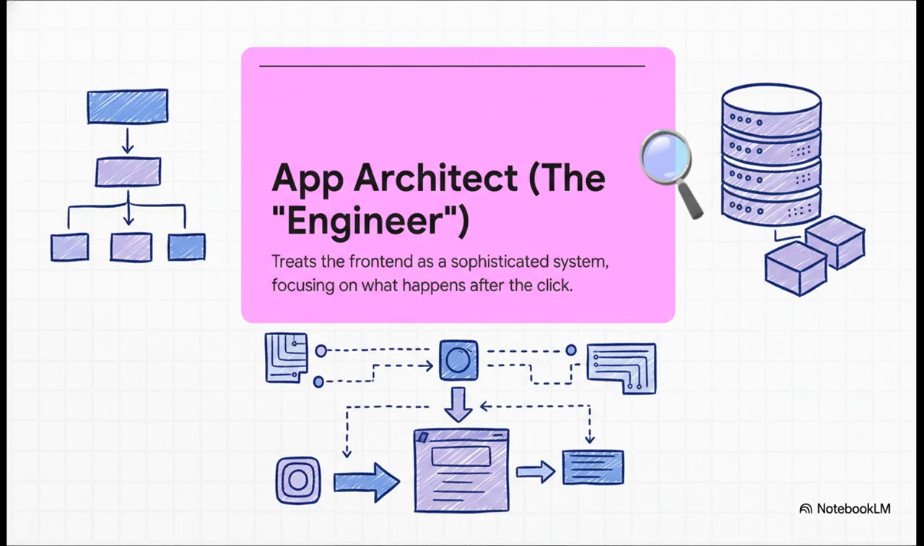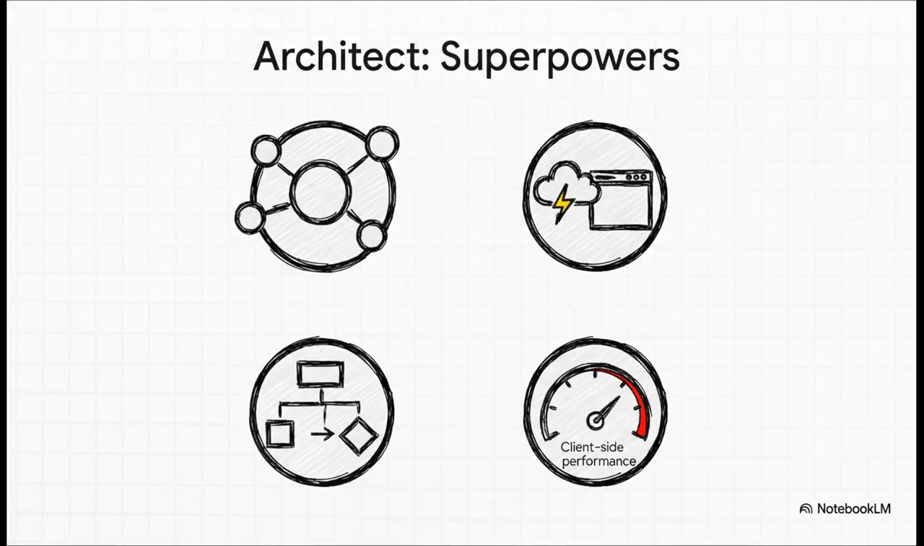Now, on the completely other side of the coin, we have the application architect, the engineer. So if the artist obsesses over how a button looks and feels, the architect is obsessed with what happens after you click it. They see the front end not just as a visual layer, but as a complex software system in its own right. Their superpowers are all about that deep, underlying structure and logic. They are masters of state management, they design the smartest ways to fetch and cache data, and they're always thinking about client-side performance. They build that robust foundation that lets all the complex business logic run smoothly right there in the browser.